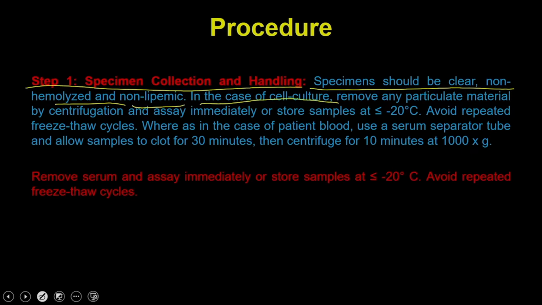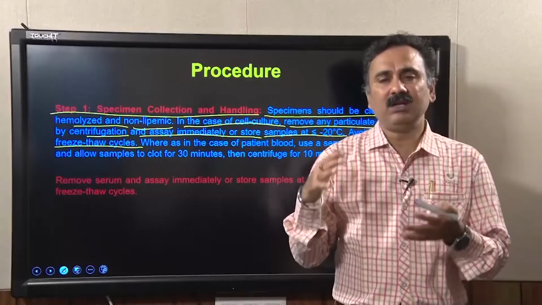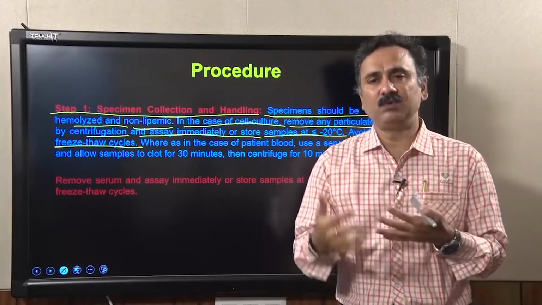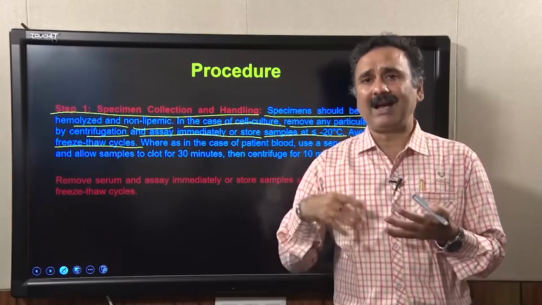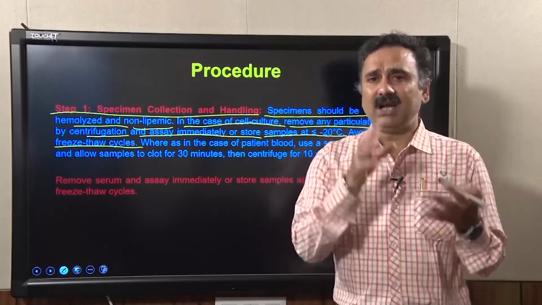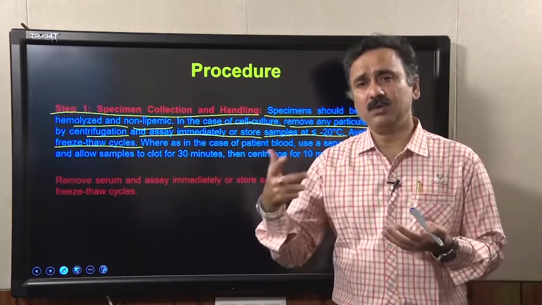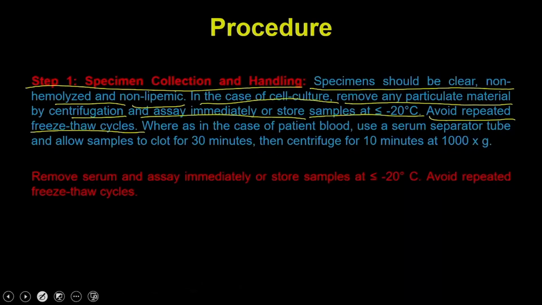In the case of cell culture, remove any particulate matter by centrifugation and assay immediately, or store the sample at -20 degrees Celsius. Avoid repeated freeze-thaw cycles. Even if you preserve the sample at -20, you should not repeat the freeze-thaw cycle, because the more times you do it, the more it is going to damage the antigens present inside the sample, and that is going to reduce its cross reactivity.